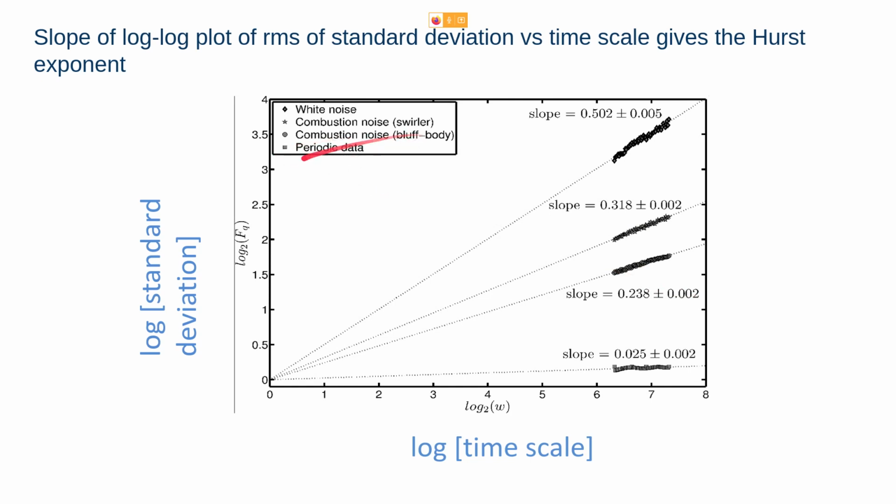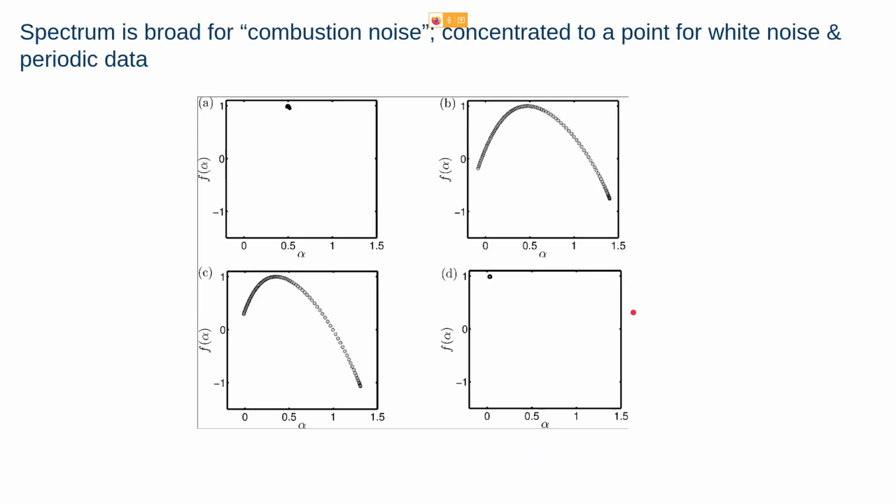And for periodic data, when you are considering periodic data over here, you will see that your Hurst exponent values are very close to 0. This indicates that the system has transited to an anti-persistent regime, and your Hurst exponent is able to capture this difference in the pressure time series or any signal. And people have tried to plot the broad spectrum for combustion noise, white noise and periodic data.